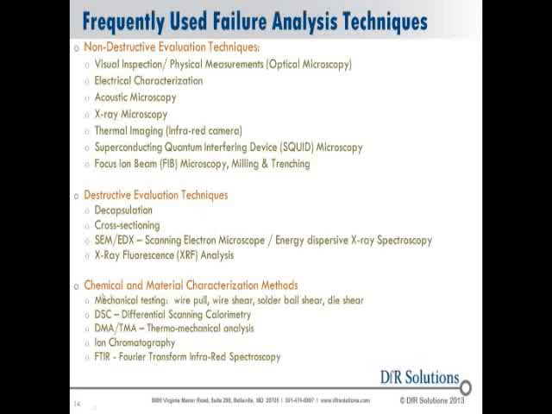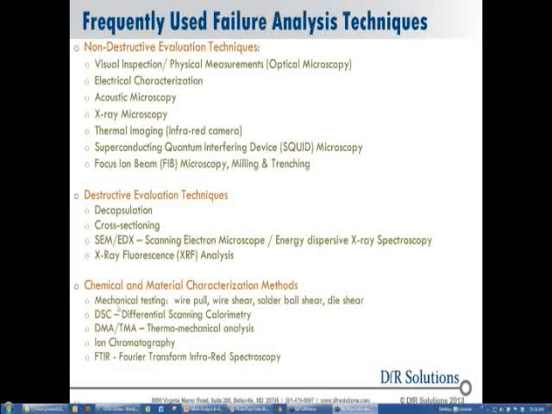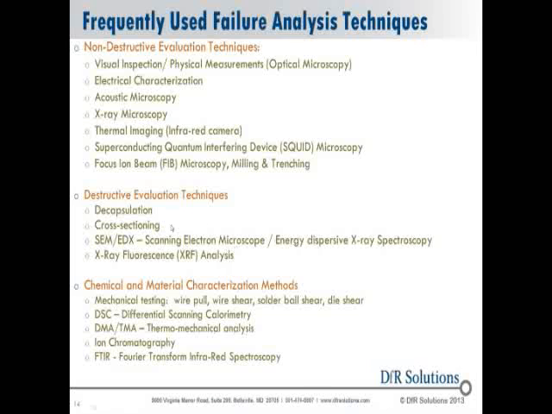Finally, we have chemical and material characterization methods. So there are various types of mechanical testing, wire bond pull shear test, coefficient of thermal expansion, thermal methods such as differential scanning calorimetry, DMA and TMA thermal mechanical analysis, chemical techniques such as ion chromatography for ionic residues, and Fourier transform infrared spectroscopy for organic characterization.